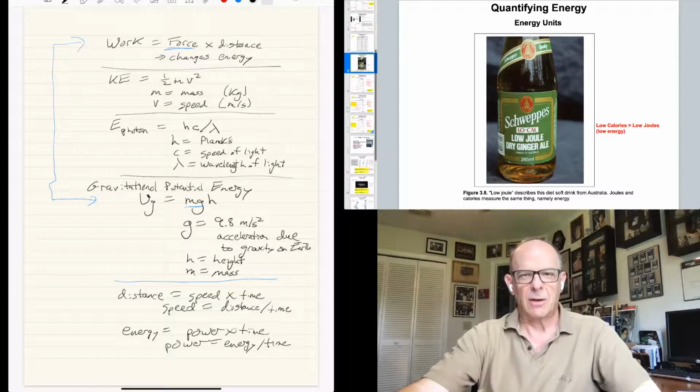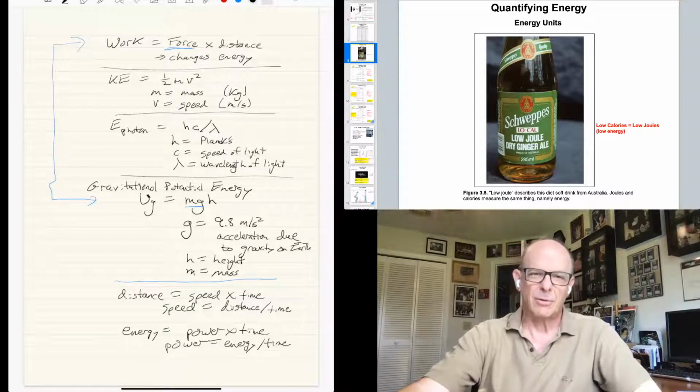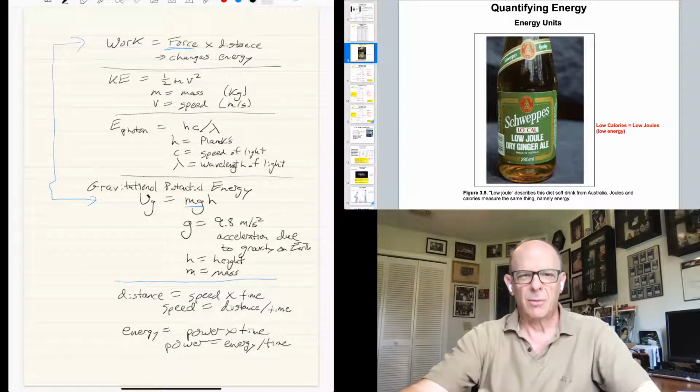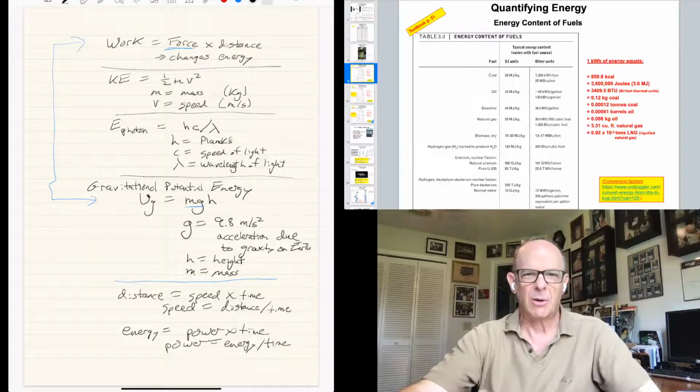So just a reminder that calories and joules are different types of units. Here's a soft drink from Australia labeled as low joule as well as low calorie. It just means low energy, not as much stored potential energy in there.